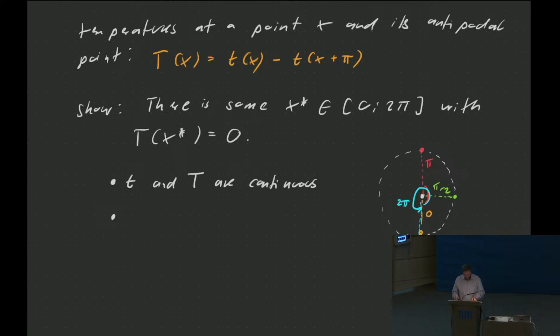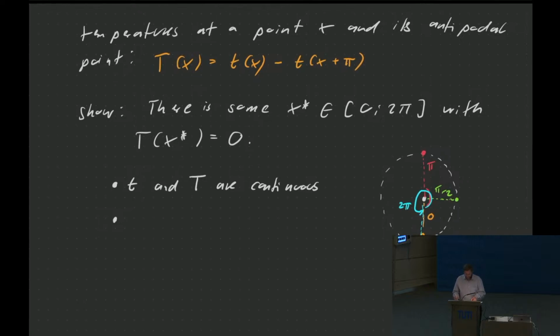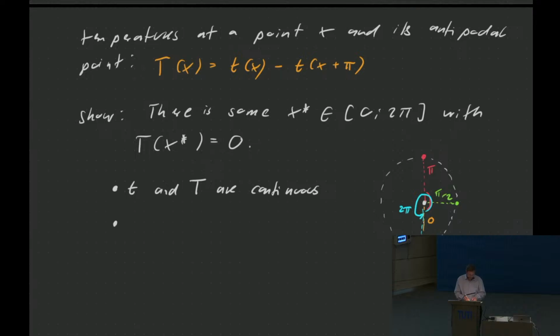And then the second tip I like to give is: take a look at t of 0 and t at the point pi, and find out how those two values are related. There's a pretty simple relation between those two function values. Try to find out which one and you'll be done, pretty much.